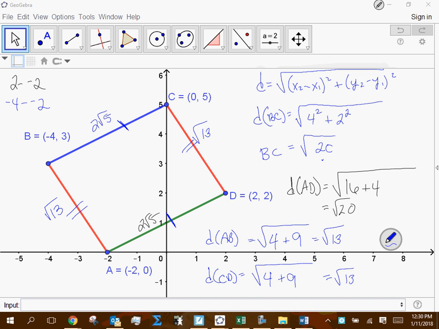Okay? It's not enough just to say I've got 2 radical 5, 2 radical 5, radical 13, radical 13. They're going to say, okay, now explain why this is a parallelogram. And you state that because there exists a theorem that says when both pairs of opposite sides are congruent, then the quadrilateral is a parallelogram. Okay? Math is about being able to do the calculations, but knowing the rules and the reasons why you can do those calculations, or why you need to do those calculations.